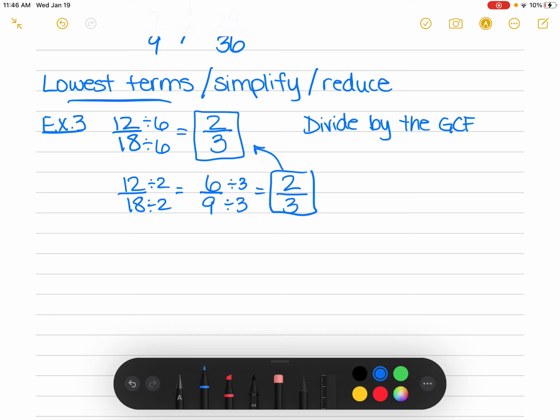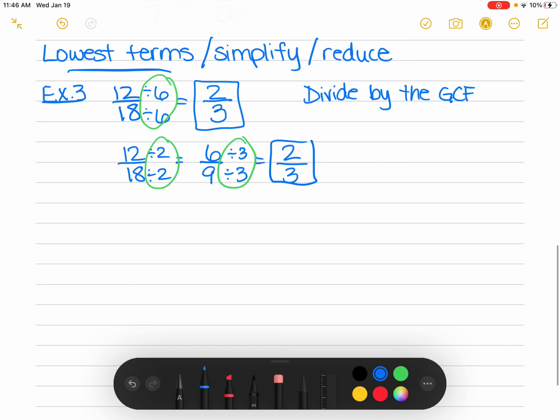I just had to divide 2 times, instead of 1 time. So I had to divide by 2 and divide by 3 instead of just dividing by 6. But that's okay. You can do it that way. It just takes a little bit longer. Okay, and then my last example is going to be the same one, 12/18, but I'm going to show you a different way to do it.